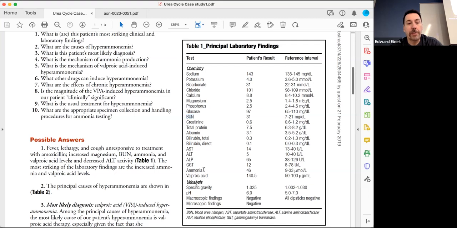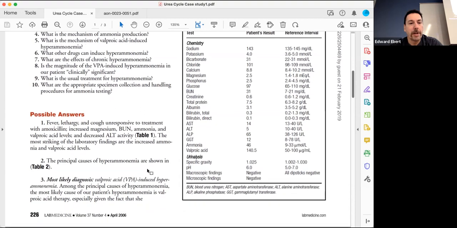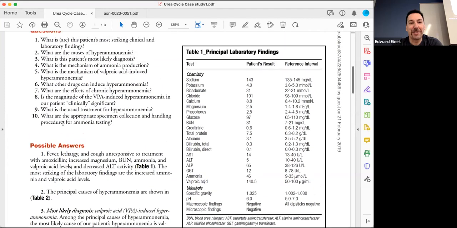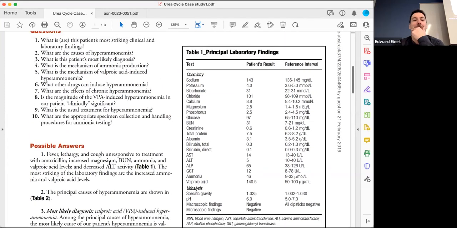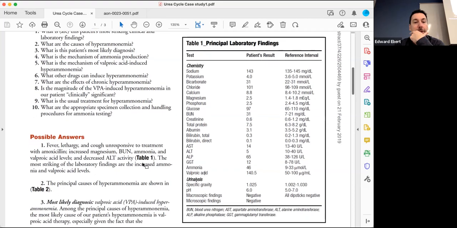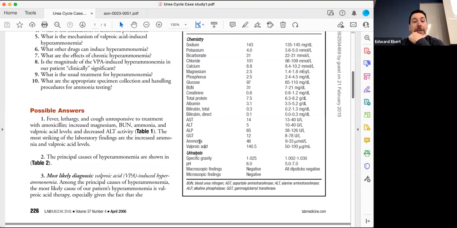So there would be three or four things we could look at here. You can look through the chart and find those, or you could look at our possible answers as well. What are the patient's striking clinical findings? Fever, lethargy, cough, unresponsive to treatment, so it's clearly not some bacterial infection. Increased ammonia and valproic acid levels. Even though one of our liver enzymes is low, the other two are fairly normal, and they're at the low end anyway, so maybe this ALT isn't too bad. The same goes for our BUN being a little bit elevated. But the ammonia levels and the valproic acid are very significantly elevated.